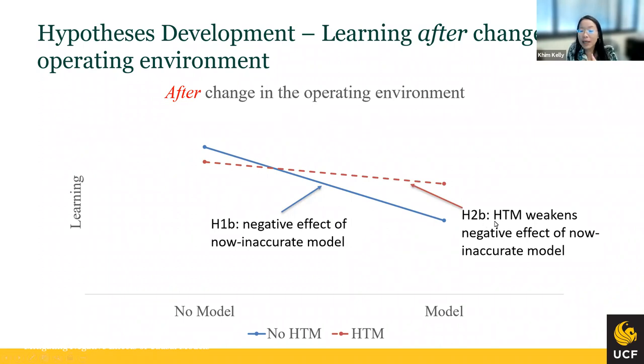This is where we think that the HTM will mitigate, it will weaken the negative effect a little bit. So in some sense, the red line represents the Kelly 2010 and the Vera Minos et al. world, where you're encouraging people to adopt a hypothesis testing mindset, and therefore it mitigates some of the negative effects of an inaccurate model. Okay, so these are our two sets of hypotheses for learning before and learning after change.